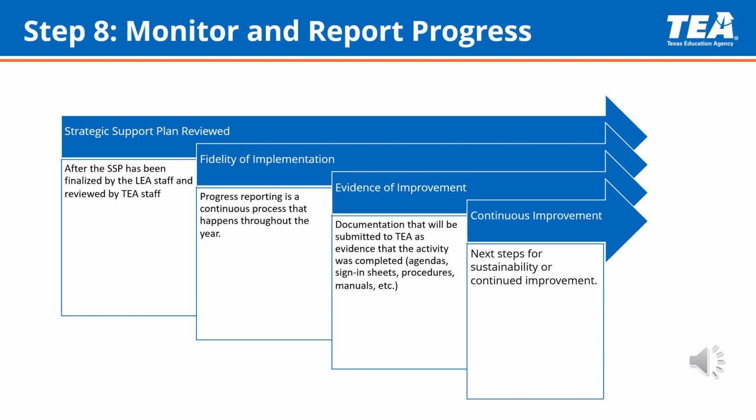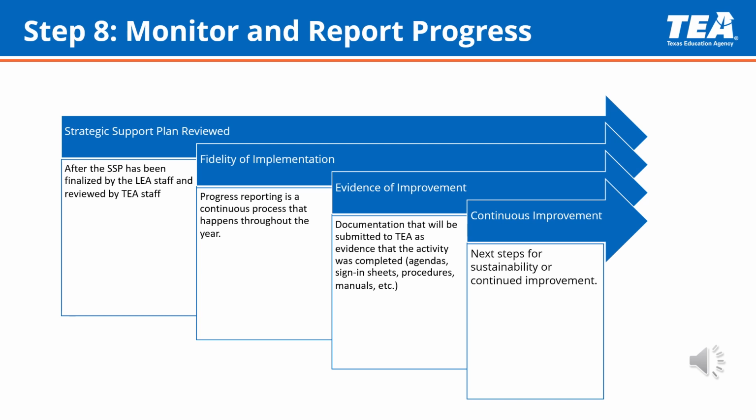Step 8, monitor and report progress. This is the final step in developing a strategic support plan. Step 8 consists of 4 elements. SSP reviewed: after the strategic support plan has been finalized by the LEA staff, TEA review and support staff will review the SSP and conduct an initial meeting with the LEA staff.